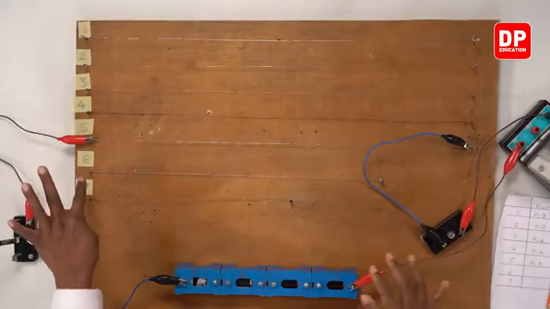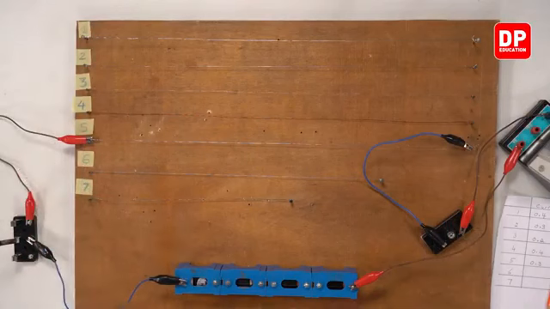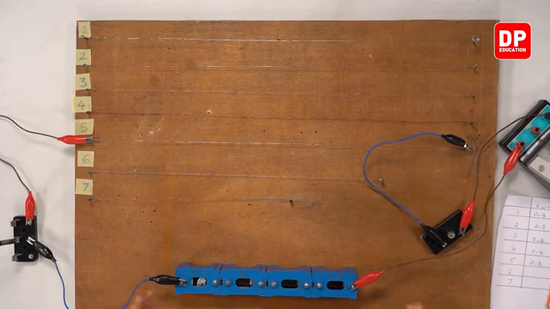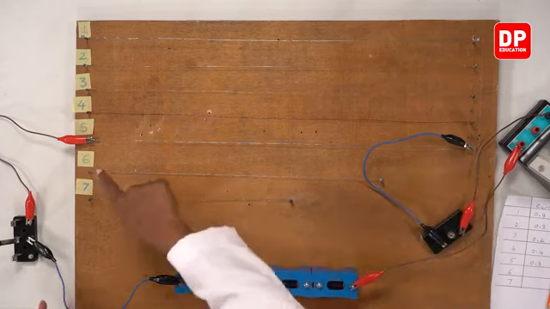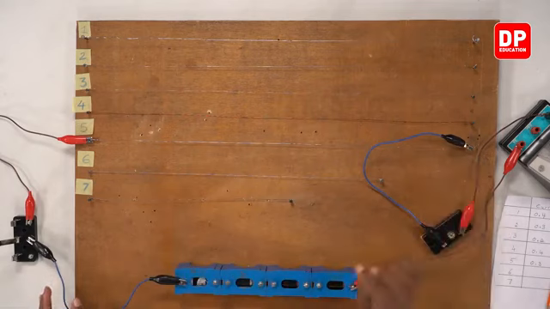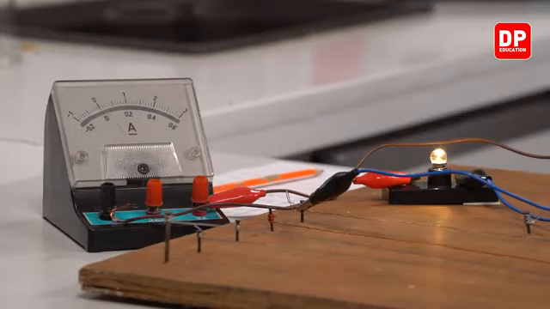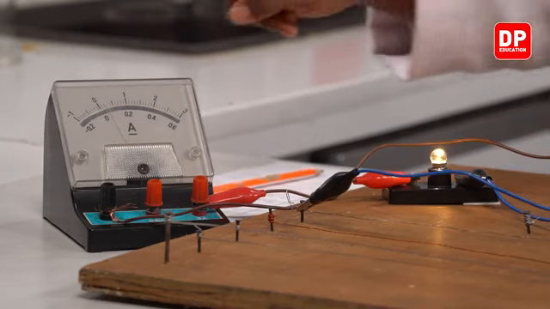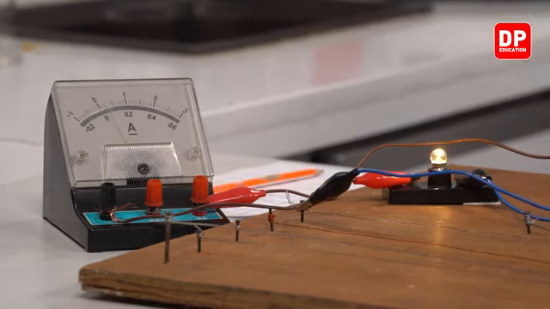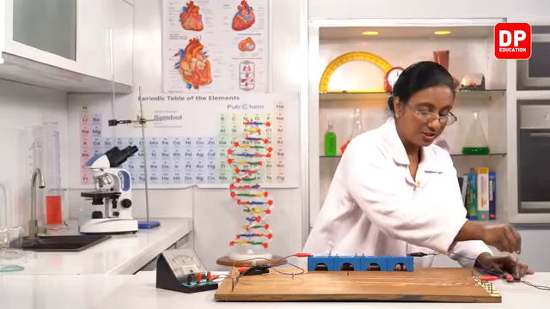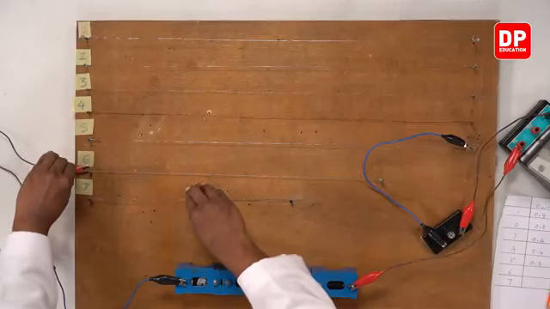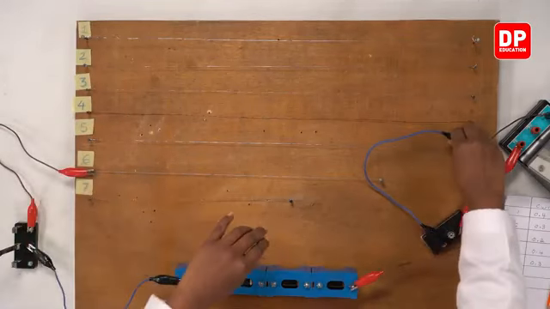Then we have the wires 5, 6 and 7. All of them are made up of the same material, iron. They have the same cross-sectional area, but they have different length. Again, just to compare, I have already connected it to the fifth conductor, that is the iron wire. Now you can see the brightness and the ammeter reading 0.3 amperes. I will switch it off, connect it to the next wire, sixth one.